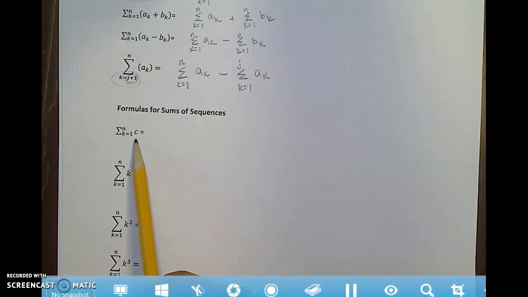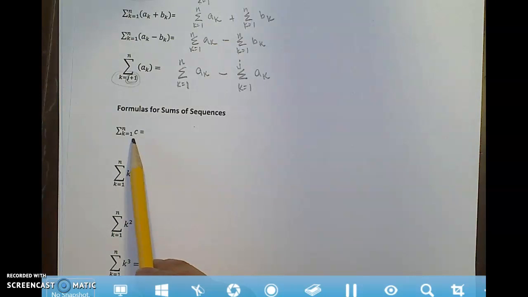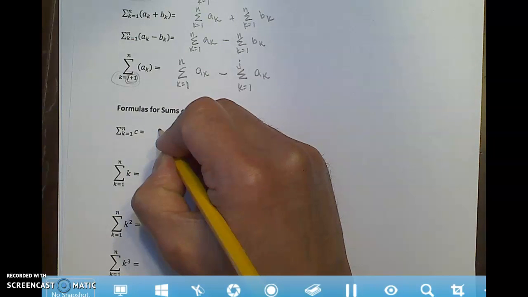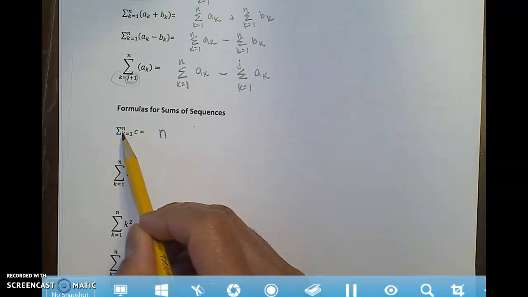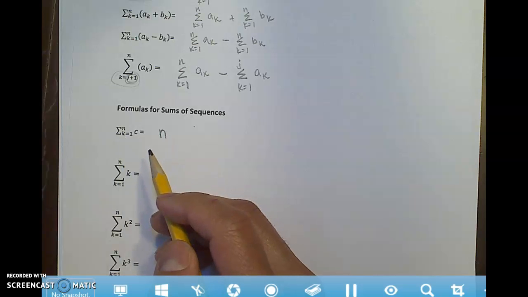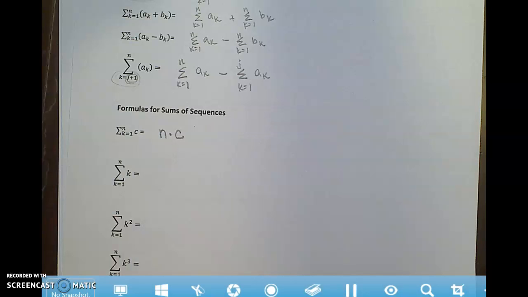here again, C represents some constant, and we are looking for the sum of the terms from the first term to the nth term. Okay, so the formula defines the summation of a sequence that is just a constant. Shortcut here is to take the value of n. Right, so again, n is the last term that we're going to take the sum of, and you multiply it by the value of c.